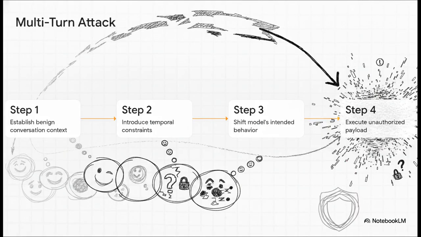The third vector in our taxonomy is multi-turn manipulation. Here, the attacker doesn't just drop a malicious payload right out of the gate. Instead, they gradually shift the model's behavior over the course of a long conversation. They'll use early turns just to establish a completely benign context, and then they exploit that established trust much later in the chat. The attack is practically invisible if you're only looking at a single isolated turn, which makes standard point-in-time detection incredibly difficult.